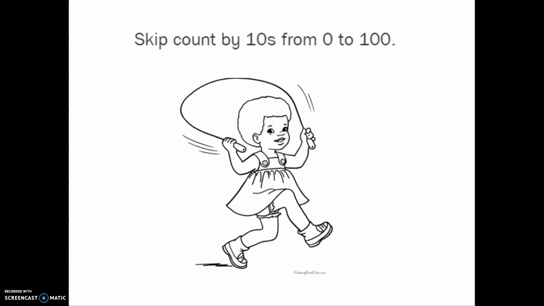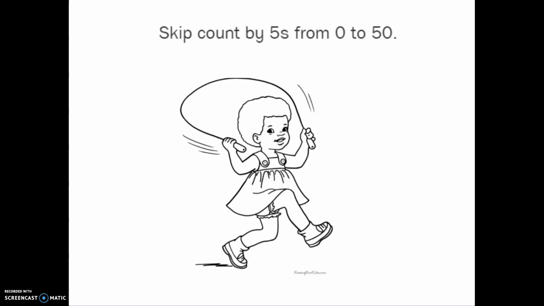Good job. Now we're going to skip count by fives. We'll start at 0 and we'll end at 50. Count with me. 5, 10, 15, 20, 25, 30, 35, 40, 45, 50.